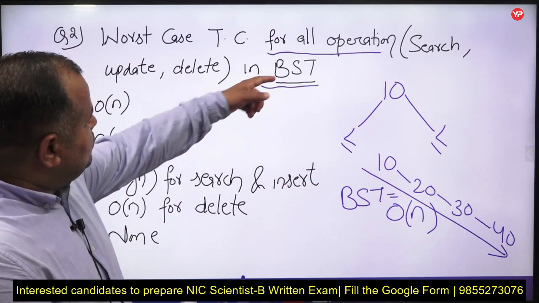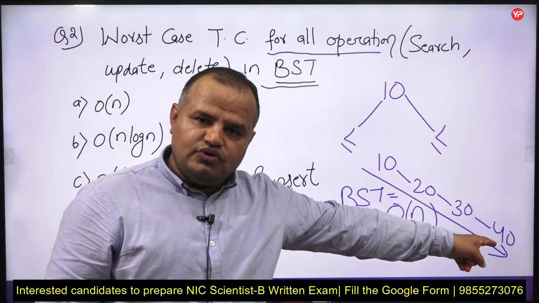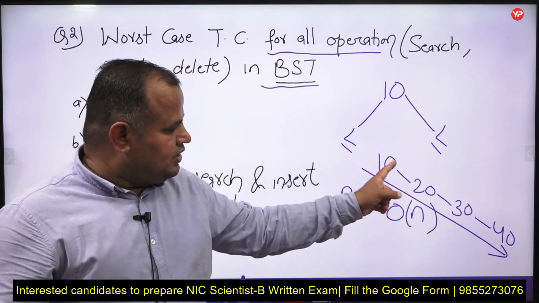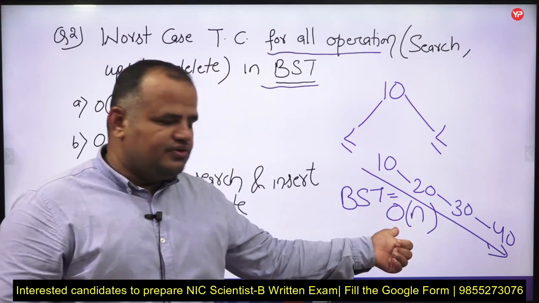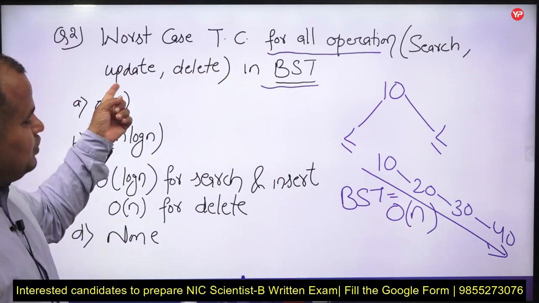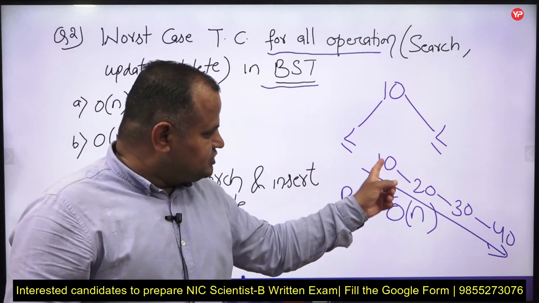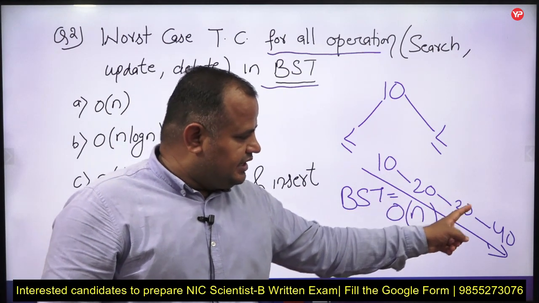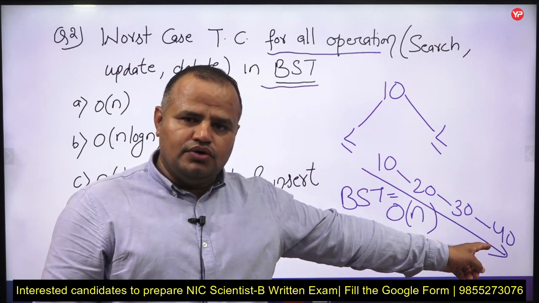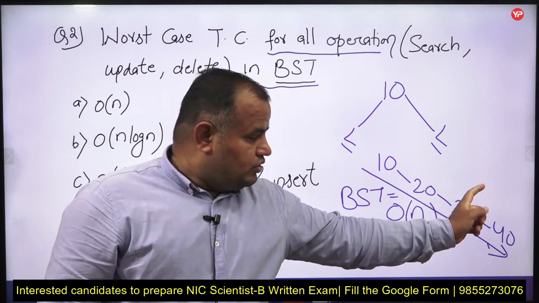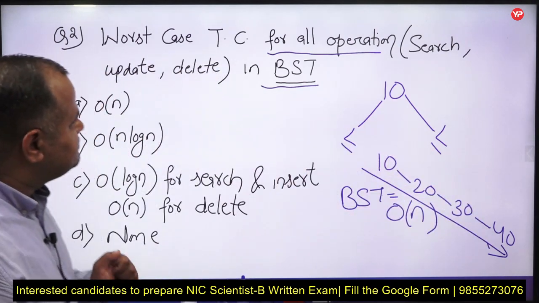So if I want to search any element, suppose I want to search 40, I have to start from the root, then 20, then 30 and then 40. So how many comparisons have I done? Order of n. Next, if I want to update, I want to make this 40 as 50. Again, I have to start with 10, 20, 30. First of all, I need to find where 40 is, then update that value. Updation requires order of 1 time, but reaching that element requires order of n time. So again, order of n time.